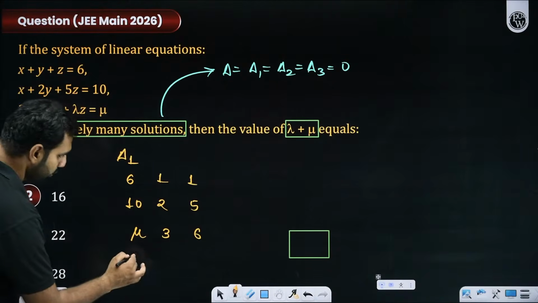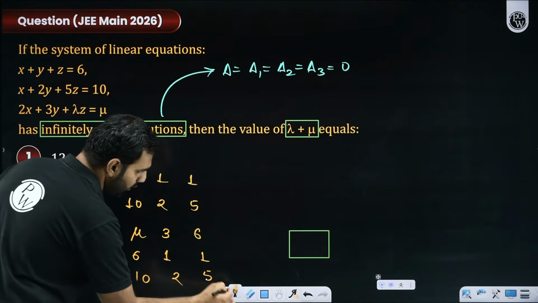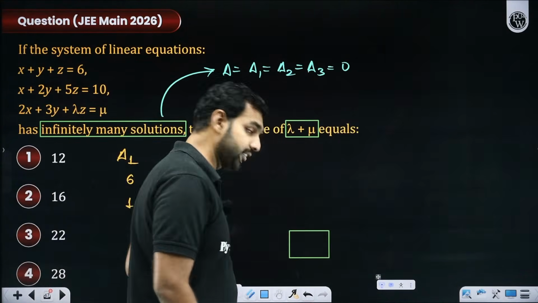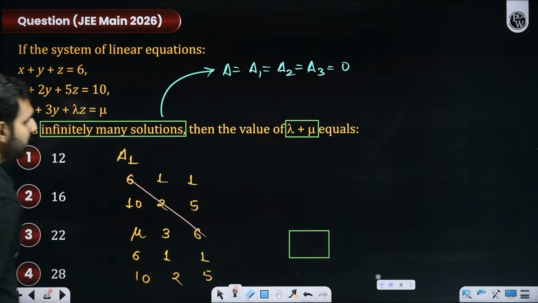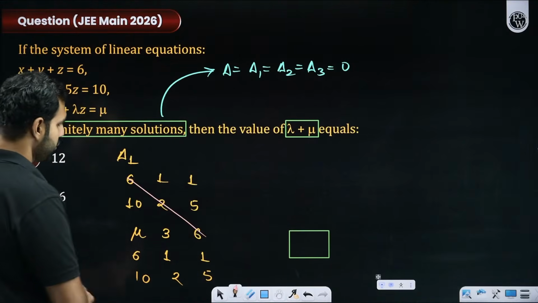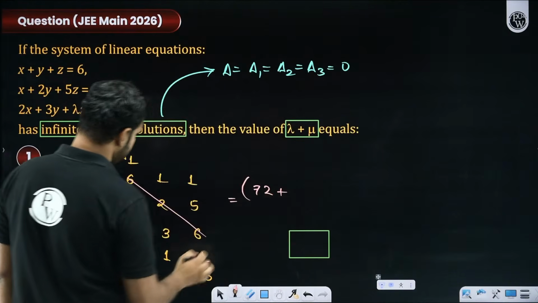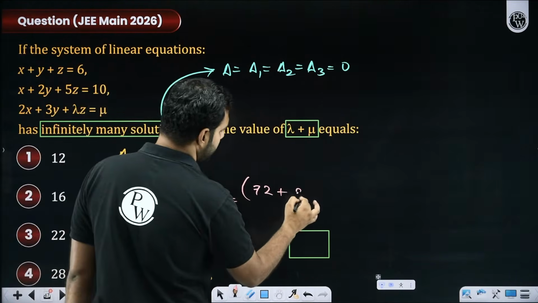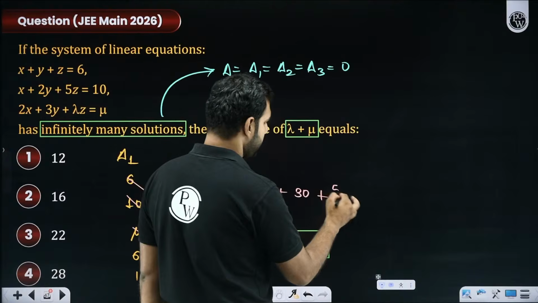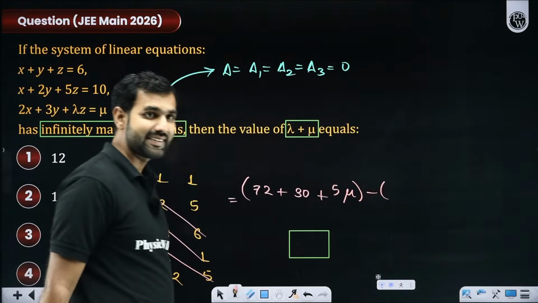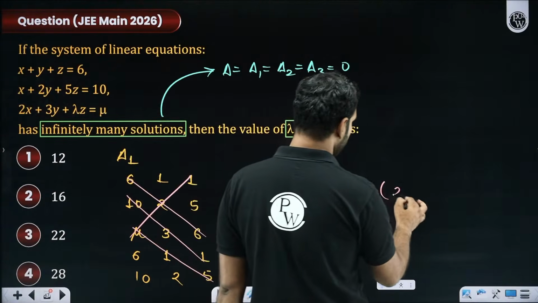So again, I'll use the Sarrus rule. So 6, 1, 1. And then 10, 2, 5. Are you all okay and comfortable if I apply the Sarrus rule now? You know how to do that, everybody. So with that, this will be 6 into 2 into 6. That is how much? 36 into 2, 72. Plus, this will be 10 into 3 into 1. That's clearly 30. Plus, this will be mu into 5 into 1, which is 5 mu. Minus, what I get next is, I hope you're paying attention, 1 into 2 into mu, that is 2 mu.